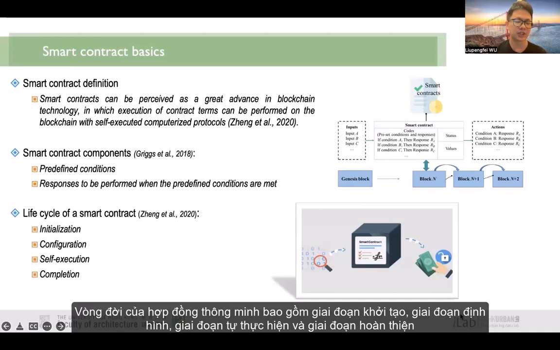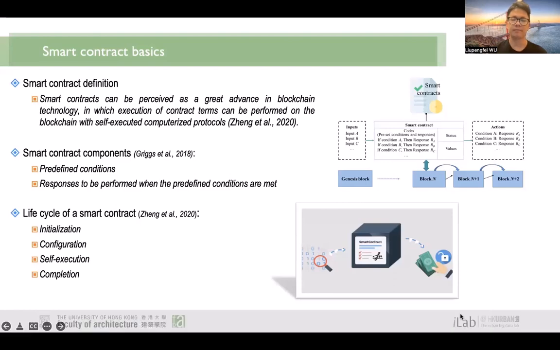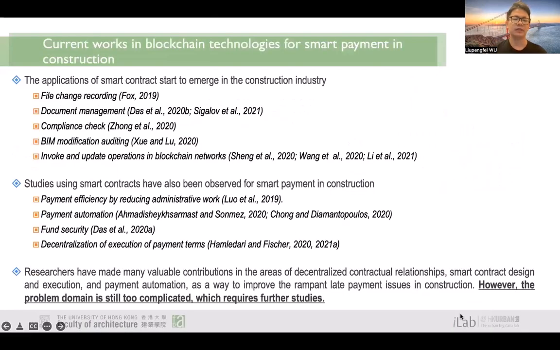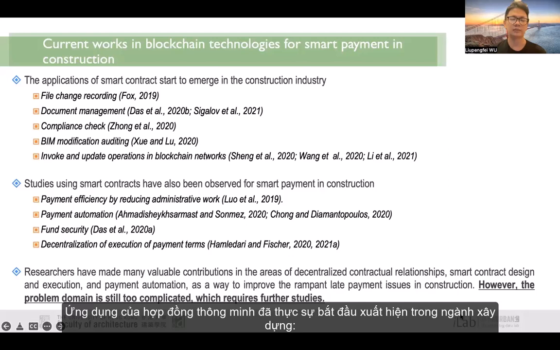A smart contract has a life cycle from initialization to configuration, from configuration to self-execution, and finally to completion. The applications of smart contracts have started to emerge in the construction industry.